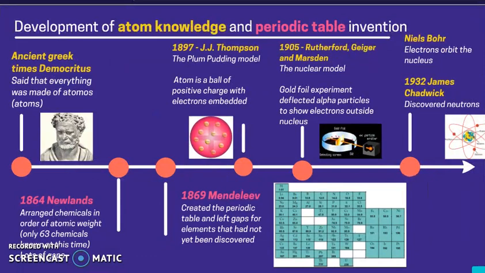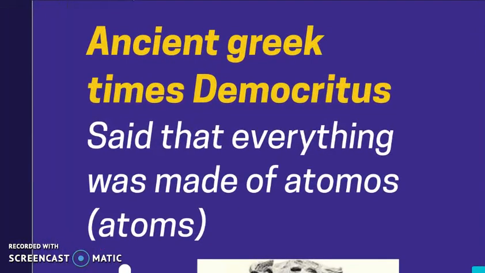Okay, so let's have a look at the development of our knowledge of the atom and the periodic table invention. First of all, in Greek times, about 2,500 years ago, there was a chap called Democritus. He said that everything was made of atoms, and he called it atomos. But nobody believed him at the time because there was this other famous scientist called Aristotle who said that everything was made of water, wind, earth and fire.